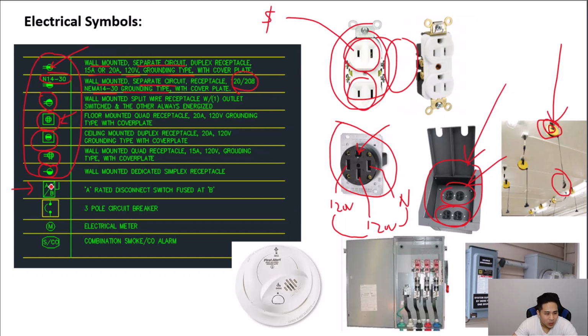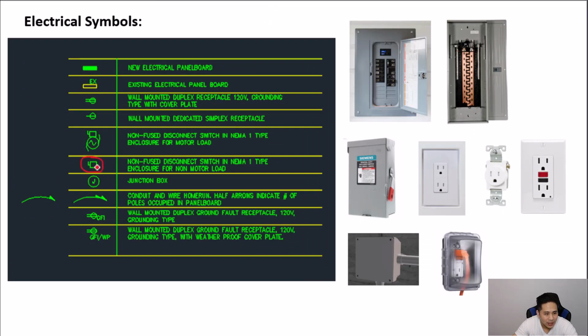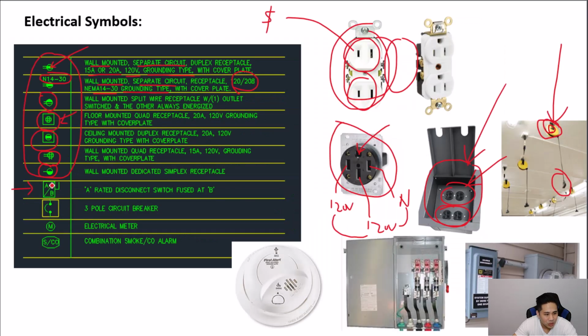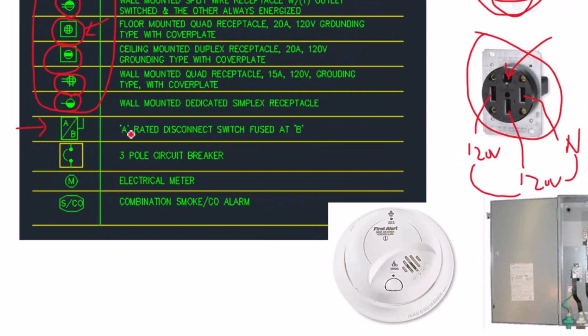Now, we could indicate the disconnect such as this right here without any numbers inside of it, or we could represent it with two numbers, A and B. So the A indicates the rating of the disconnect switch, and B indicates the fuse size of the disconnect. So let's say we have a disconnect that is 100 amp rated. We will put 100 here. And inside, we can have a fuse that is less than 100. We can have a 50 amp fuse, or let's say a 60 amp fuse or whatever.